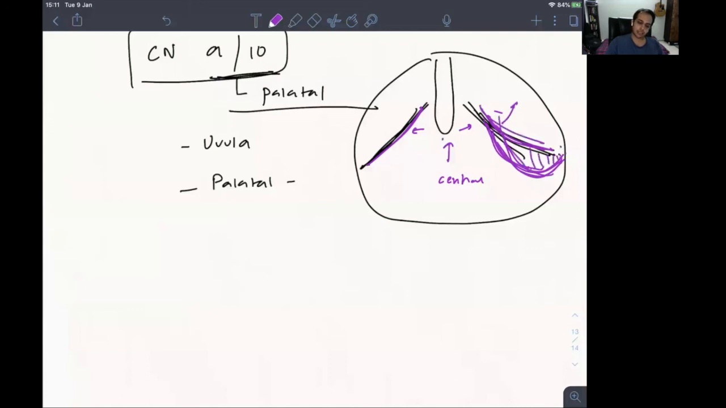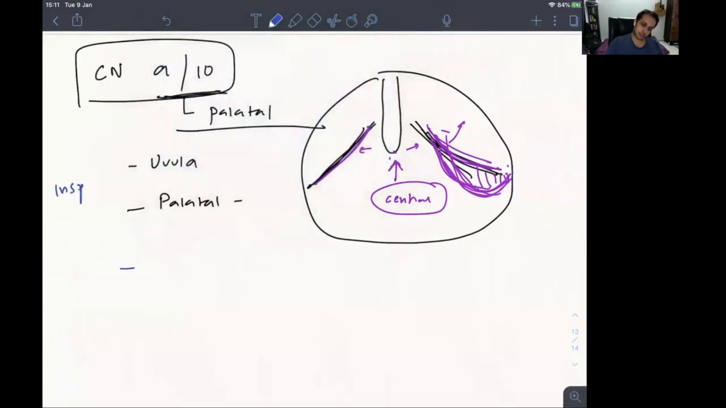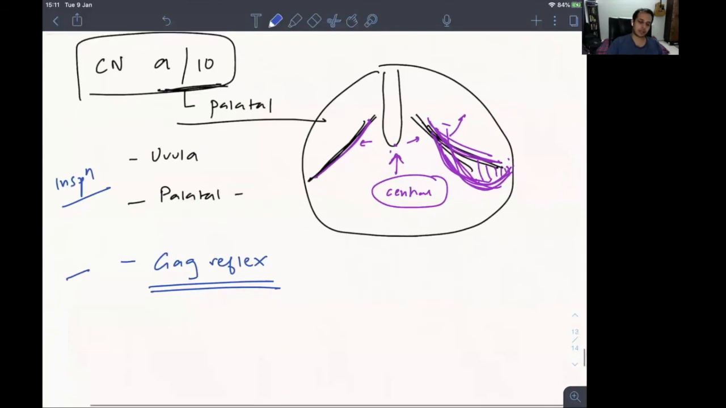Now, out of these, the uvula is the more important one. You want to check if the uvula is central. So this is inspection. Another test you can do is the gag reflex, which is very uncomfortable, but you need to do it if you are suspecting a cranial nerve 9 or 10 involvement or a bulbar involvement. When we say bulbar, what you mean is medulla, basically, or brainstem. So if there is a medullary lesion, then your cranial nerve 9 and 10 can get involved.